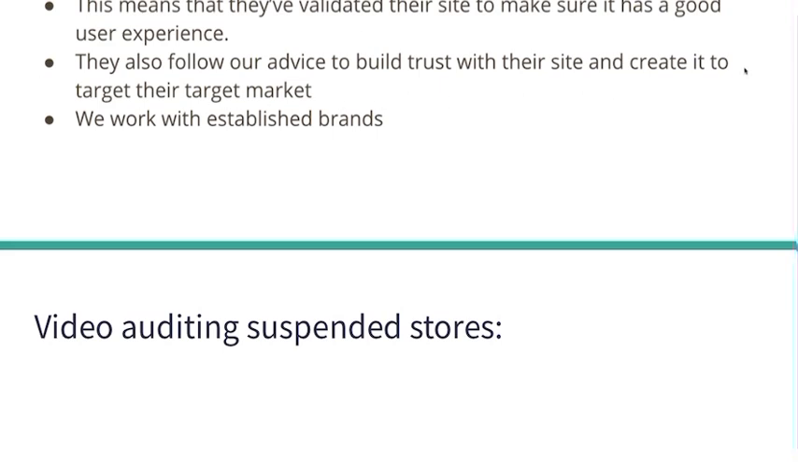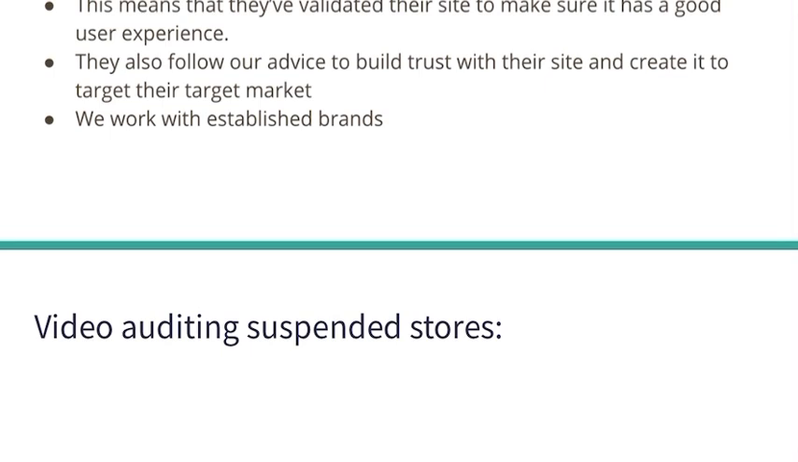Another big thing, and this is linked in with this one here, is that they also follow our advice to build trust with their site, to create it to target their target market. So what this means is they really understand who they're selling to. So if they have a pet store, they understand pet owners really, really well. And their whole brand, their whole website, product pages, everything is really targeted towards these pet owners. The copy that's written, the photos and everything. And it just builds so much trust because people go to this store and they just go, okay, this is a legitimate store. It's got reviews, the branding is coherent and cohesive, it just makes sense. And that builds a lot of trust.